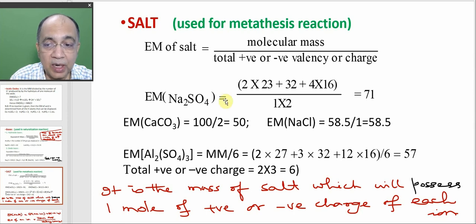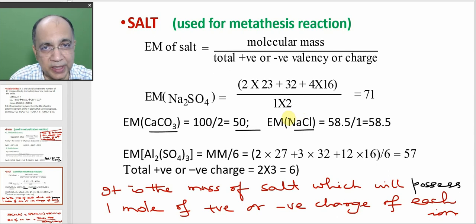Its molecular mass is double that. Similarly, calcium carbonate has a factor of 2. The total positive charge is 2 plus, the total negative charge is 2 minus. So 100 is its molecular mass, divided by 2, so 50 is the equivalent mass of calcium carbonate. Sodium chloride has a valency of 1, positive and negative each 1, so 58.5 by 1, same as its molecular mass.